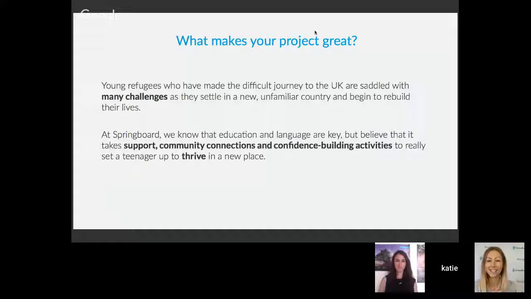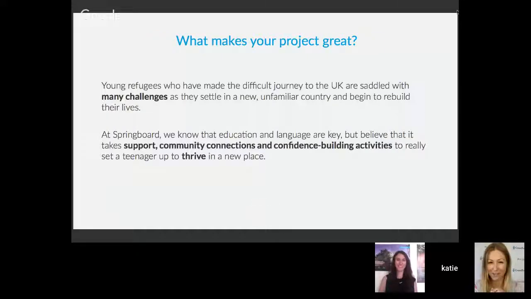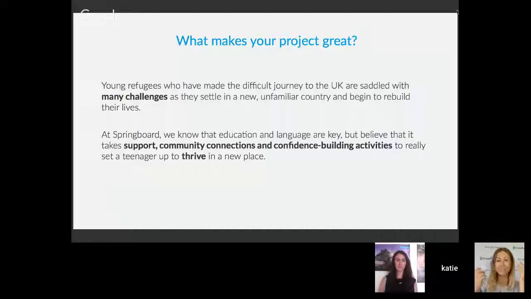So looking at the next question. There it is. Oh, sorry, go back one. There we are. What makes your project great? So we can swap that word great for quite a few different words depending on what your project is doing. It might be what makes your project interesting, what makes it exciting, innovative, revolutionary. We can swap out all those different words, but what we're essentially saying is, why should people care?